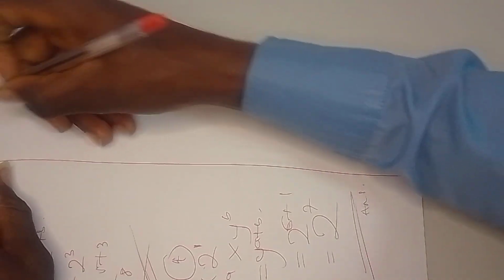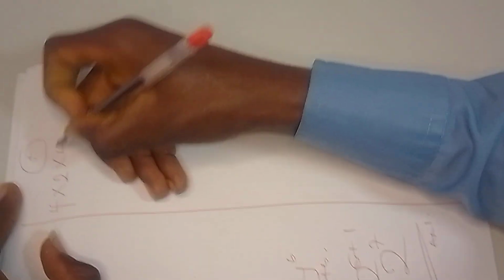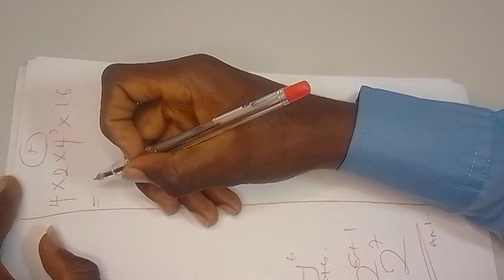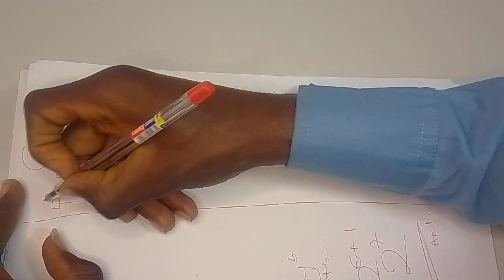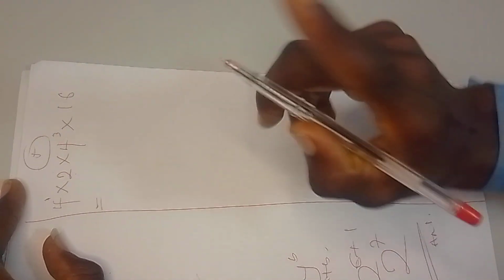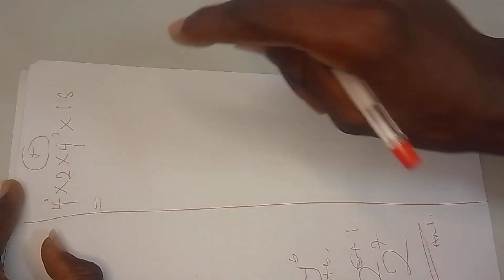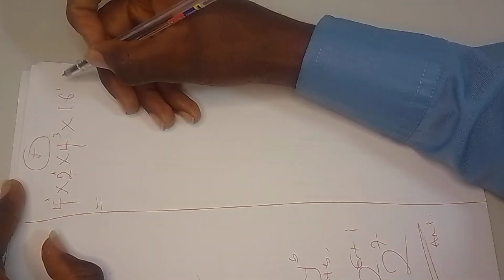Number 5. Suppose you have this question: 4 multiplied by 2 multiplied by 4 raised to the power of 3 multiplied by 16. What will the answer be? Reduce every other thing to the smallest base, which is 2. For example, take note that this is power 1. Any number that is standing alone on its own has a power of 1. 1 is the universal power. It is always there, it's always significant, it's always positive, it's always available. So this is having power 1 because there's no power. This is having power 1 because there's no power.